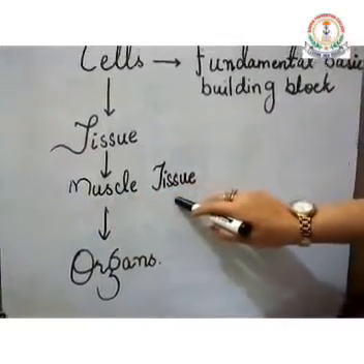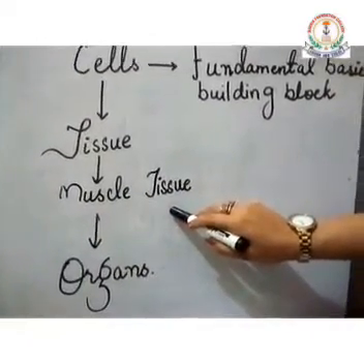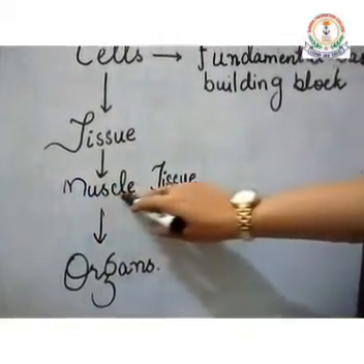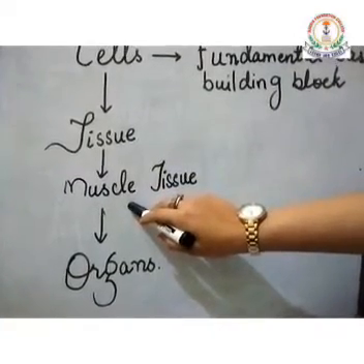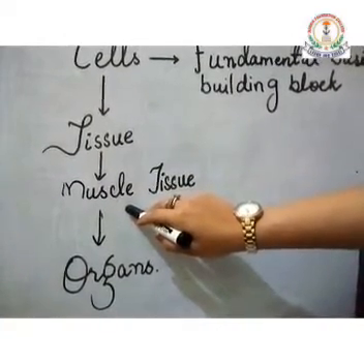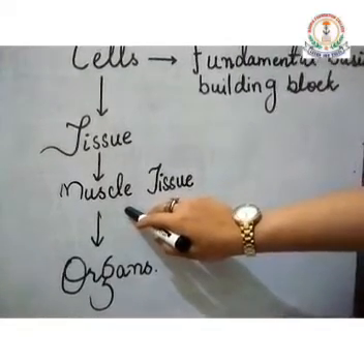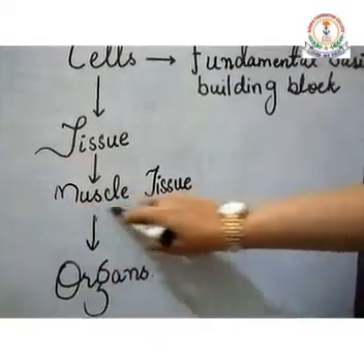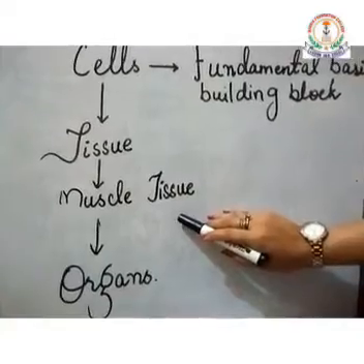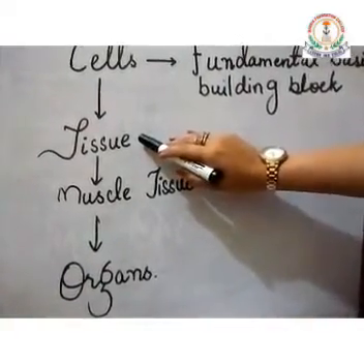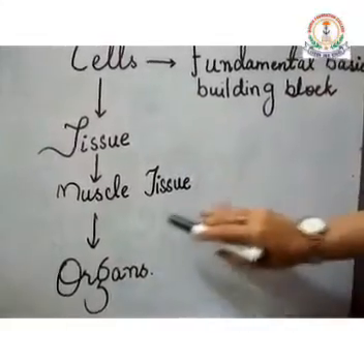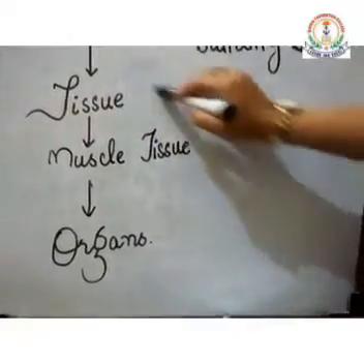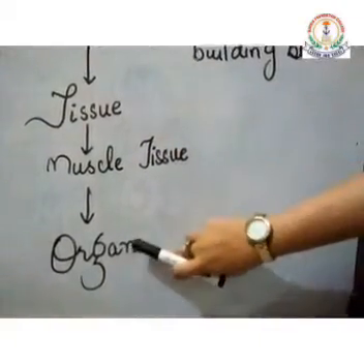Then come muscle tissues. Muscle tissue is made from cells whose job is to contract and cause movement. As its name indicates, wherever muscles are present in our body, their function is contraction and relaxation. Muscles are present in different locations in our body. Wherever contraction and relaxation are required, muscle tissues are present and they are formed by the combination of different tissues. Later, these different tissues and muscle tissues combine to form different organs.